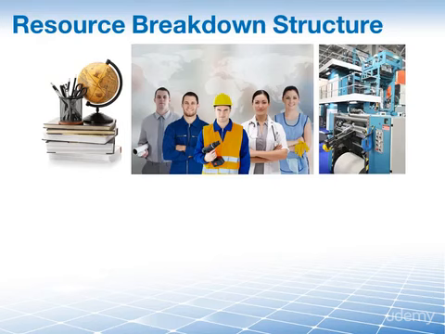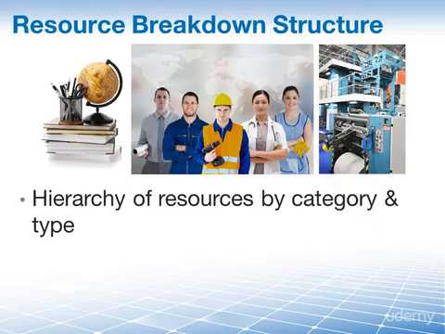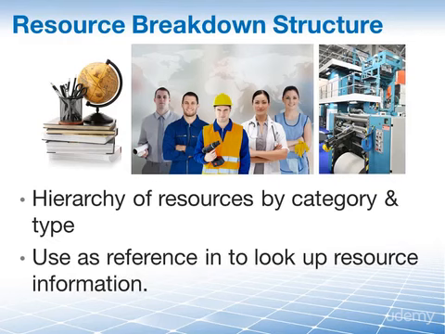According to the PMBOK guide, the RBS or resource breakdown structure is a hierarchical representation of resources by category and by type. And when we discussed the resource calendar, we discussed how the type of resources and specific attributes will influence the duration of schedule activities. The resource breakdown structure is the reference which can be used to look up the information on your resources, such as skill level or resource category, like is it a labor, material, equipment, or is it supplies?